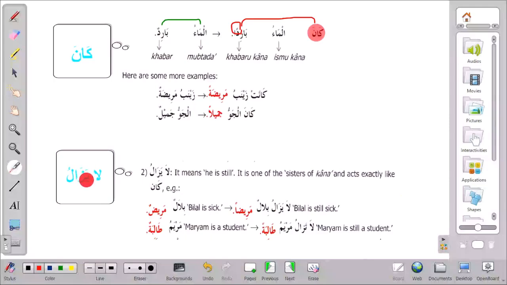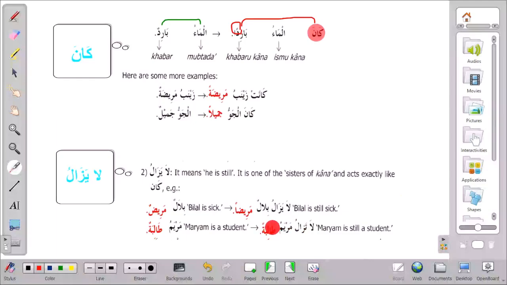You can see the yazalu. The ya here, of course, depicts that it is masculine. So if I want to make it feminine, I'll put ta instead of the ya. So I'll say La tazalu. Oh, that is clear. So that's what we are seeing here. La tazalu Maryamu talibatan. Maryam is still a student.